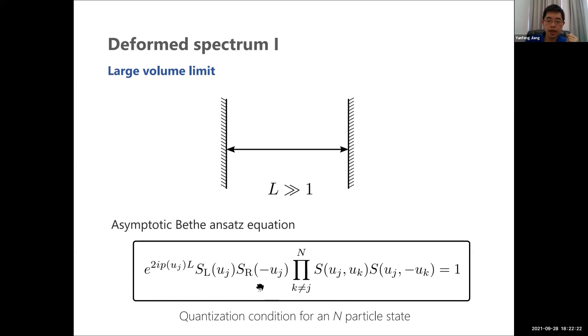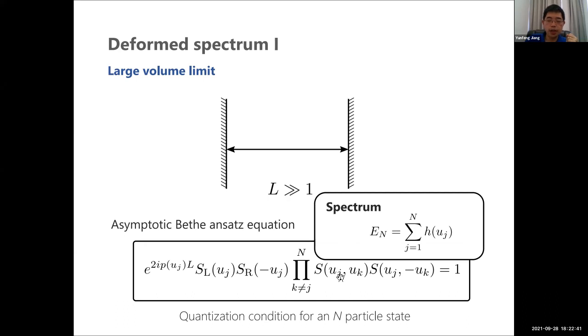Here, S left and S right are just the left and right boundary S matrices. So this is the Bethe equation. In principle, if I give you a theory, I will give you the bulk and the boundary S matrices, and then you should go and solve this equation and find these rapidities or momenta. After you do that, you plug them in here and compute the energy. This gives you the spectrum. Here h(u_j) is just the energy of a single particle with rapidity u_j.